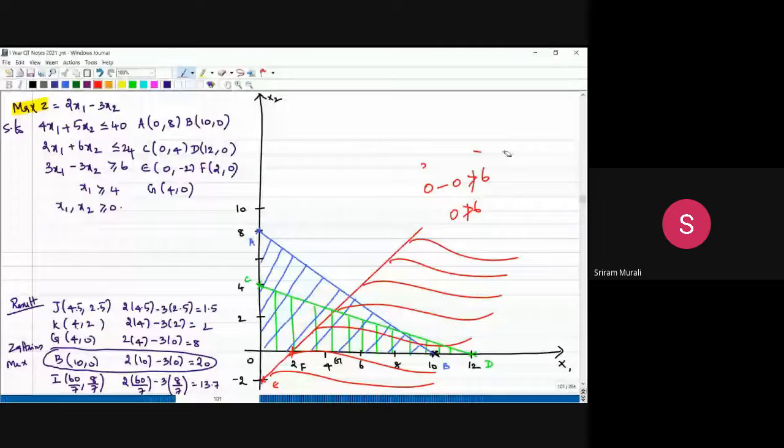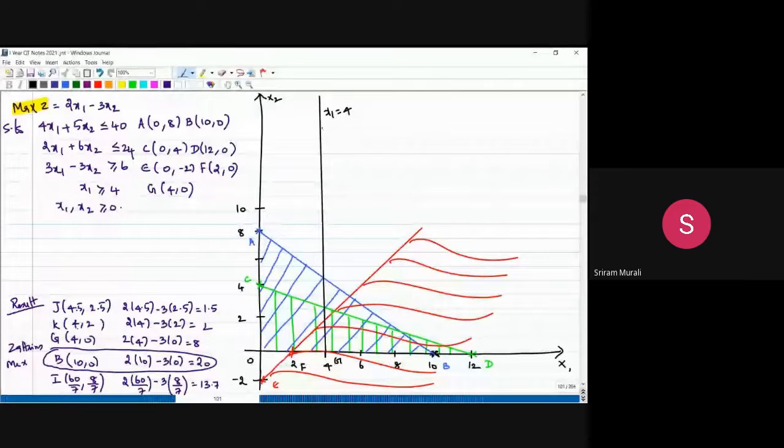The last case is x1 is equal to 4. The last case, x1 is equal to 4, means it's a line parallel to the y-axis. This is my x1 is equal to 4. Now, more than 4 means where will the shading be? It will come like this. Am I right? You can give a shading like this.